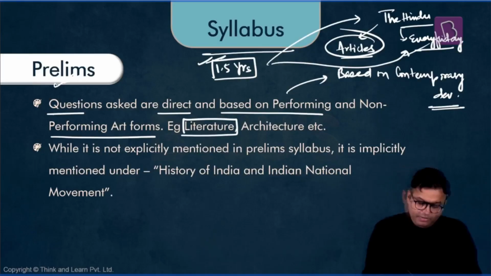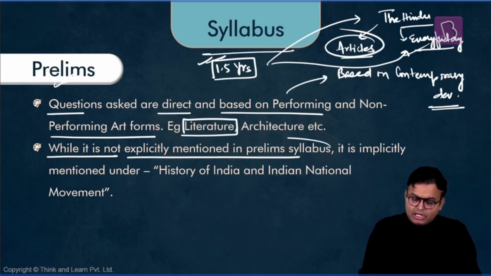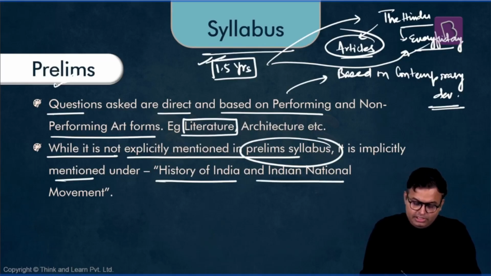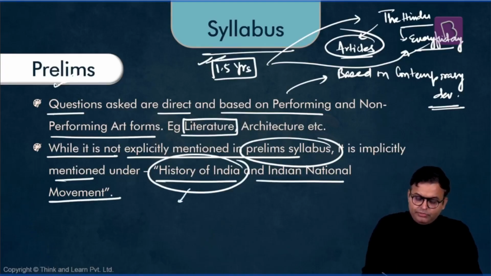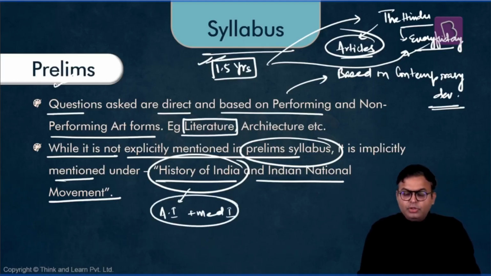Again, it is found that the syllabus does not explicitly mention art and culture, but it is mentioned under history of India and Indian national movement. When we talk about history of India, then definitely we are talking about ancient India, we are talking about medieval India, and no study of any history is possible without it. Even world wars have their segment of cultural history.